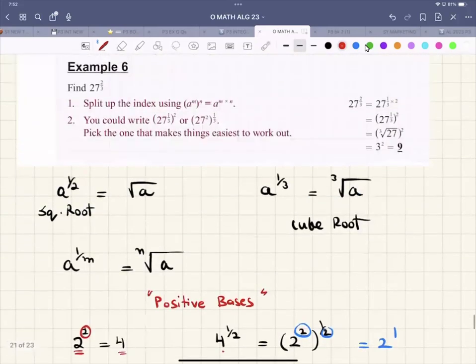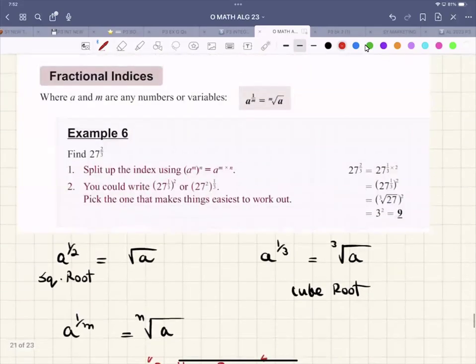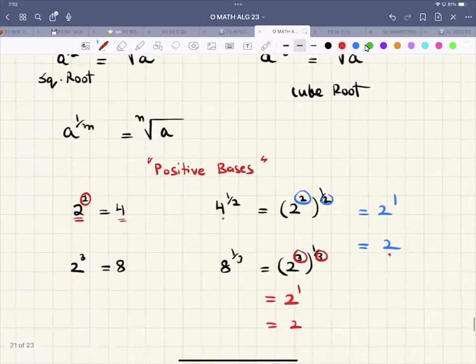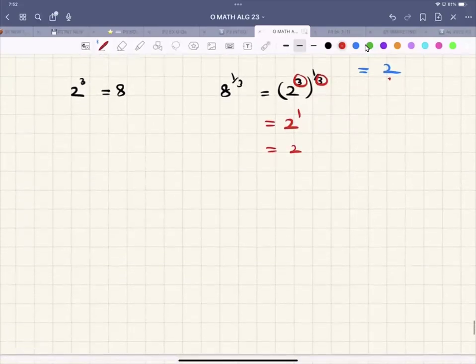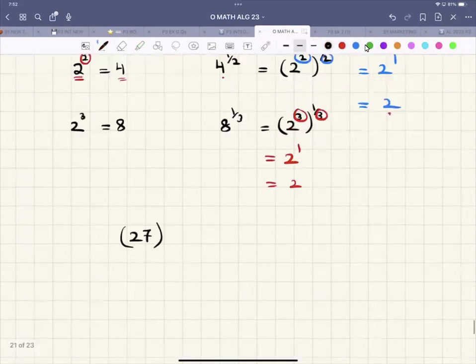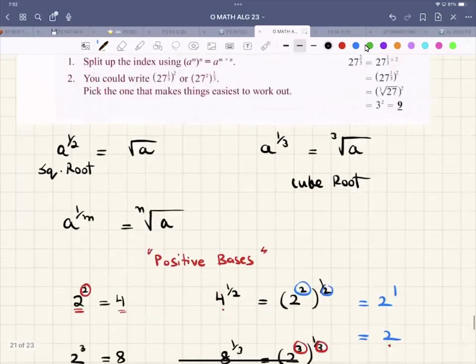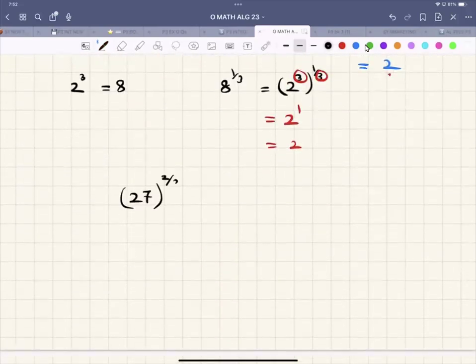Got the idea? Now over here, the example is that of 27 raised to power of 2/3. So let me write over here, 27 raised to power of 2/3. Now write 27 as 3 cubed. So 3 cubed raised to power of 2/3. The powers multiply, this 3 will cancel with this. We are left with 3 raised to power of 2. 3 raised to power of 2 is 9.